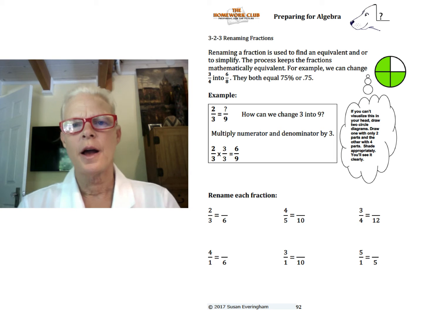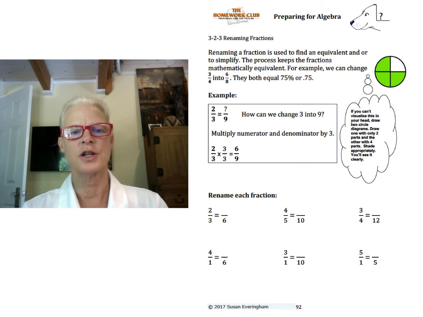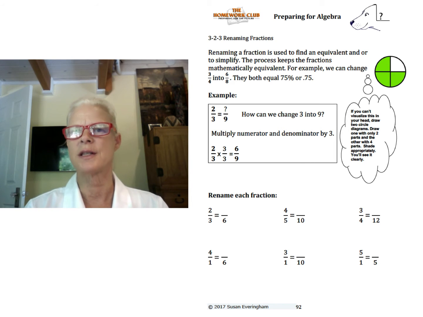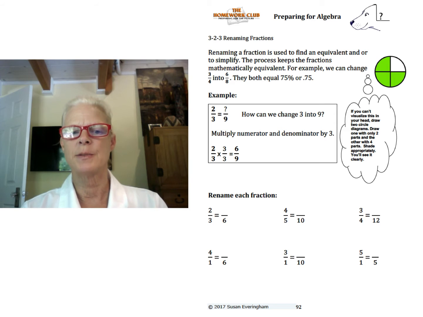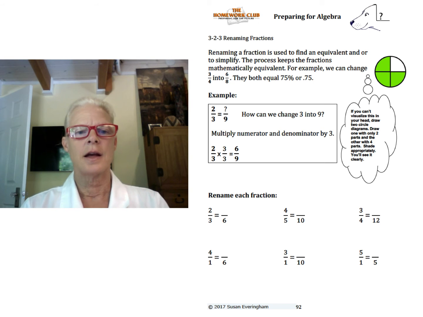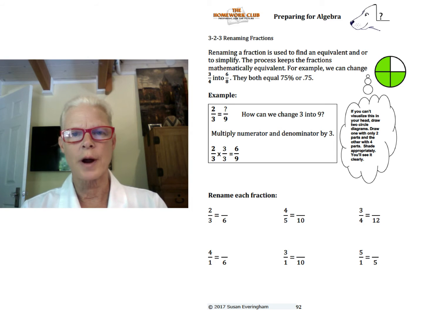Page 92. Now we're immediately getting into renaming fractions. Renaming is used to find an equivalent or to simplify. The process keeps the fraction always mathematically equivalent. For example, we can change 3/4 into 6/8 by simply multiplying 2 over 2. They both end up equaling 75% or 0.75, right? You can see the circle graph here is 3 parts shaded to the 4 parts altogether.